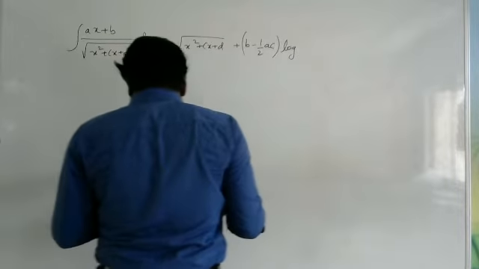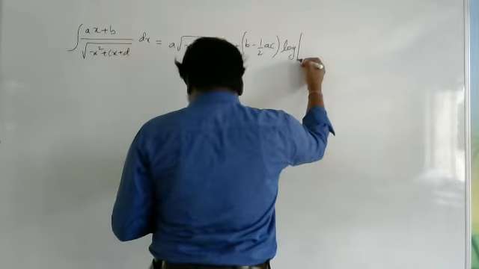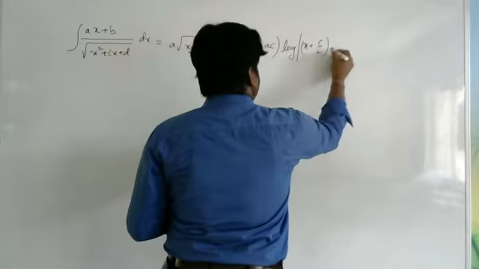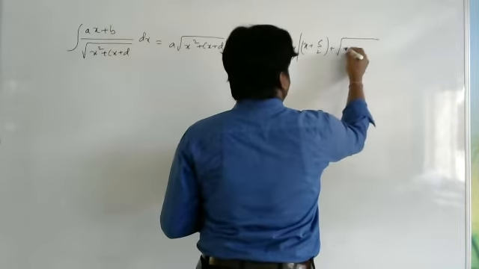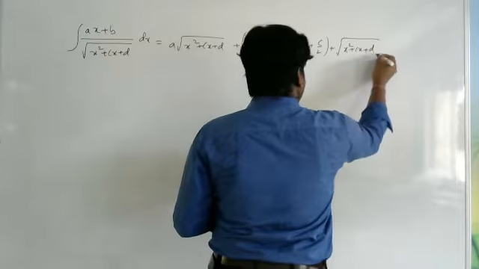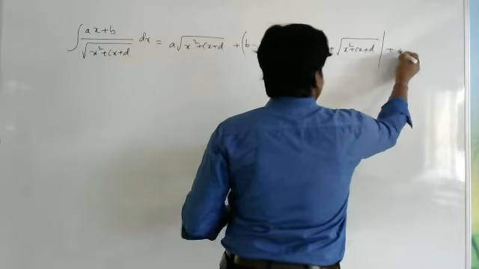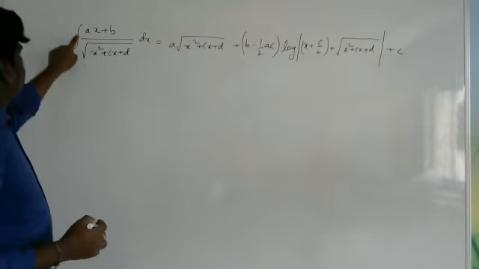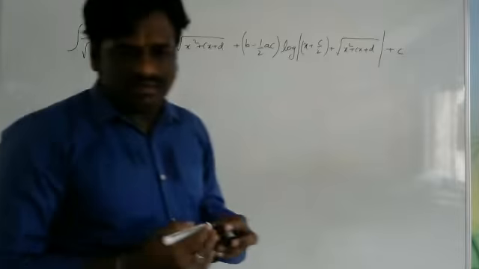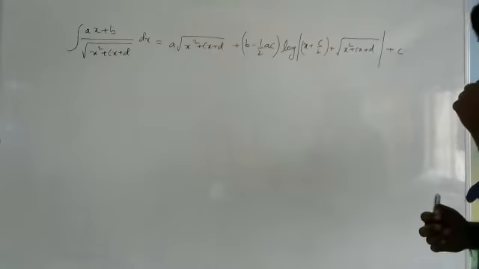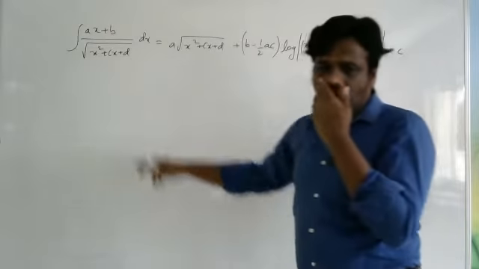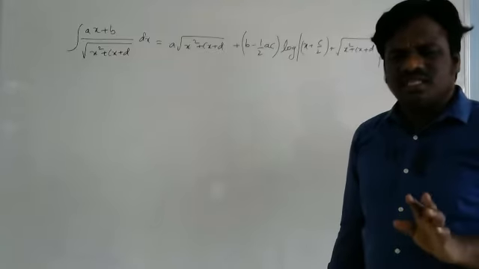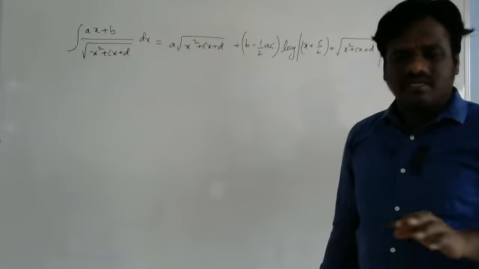log mod x plus c by 2 plus square root of x square plus cx plus d, plus c. This is the formula. Listen to me. So this is the formula. See here, whenever you have integration of linear by quadratic, use this shortcut formula. I'll explain the shortcut formula now. If you want the theory part, I'll also explain it after the shortcuts.